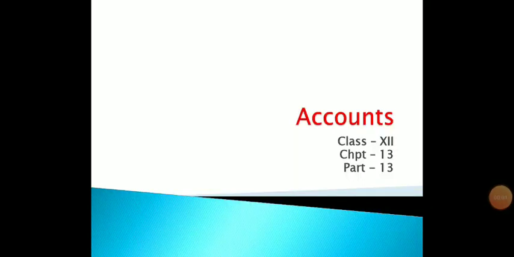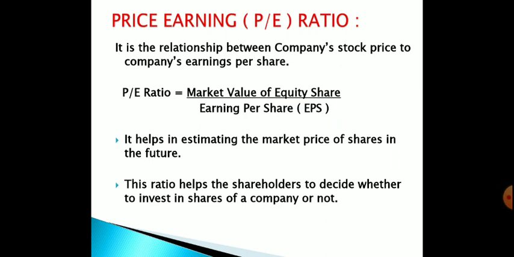This is part 13 of chapter 13, ratio analysis, and in this part we are going to learn about the sixth type of profitability ratios, that is the price earning ratio, also known as the PE ratio. This ratio is the relationship between a company's stock price and the company's earning per share. It measures the relationship between market price per share and earning per share. So the ratio formula is market value of equity share divided by earning per share.